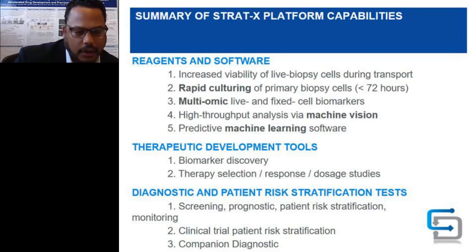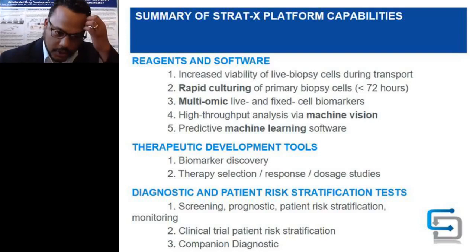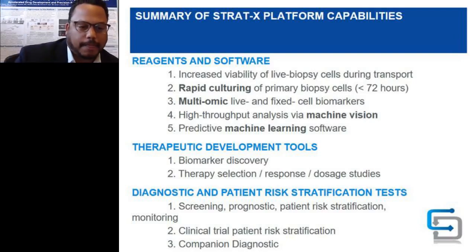And so in addition to being a risk stratification test, this STRAT-X platform has many upstream applications with respect to therapy selection, and actually some downstream applications with respect to patient treatment in terms of monitoring if a patient is actually responding to a therapy or a treatment, and actually deciding whether that treatment is appropriate before the patient undergoes that treatment.